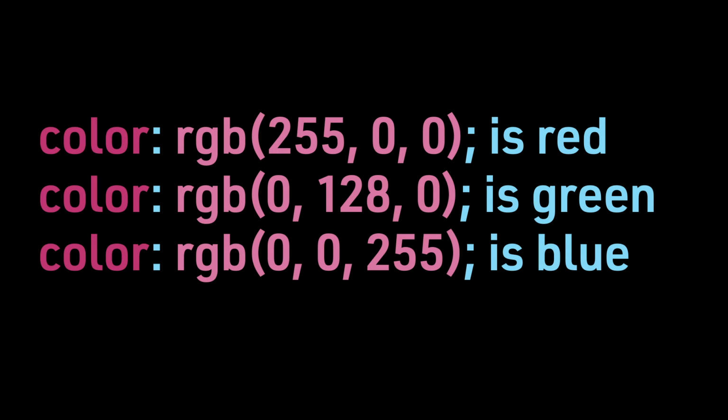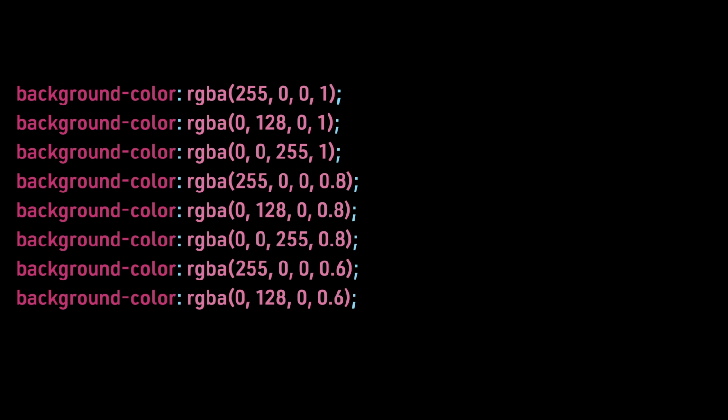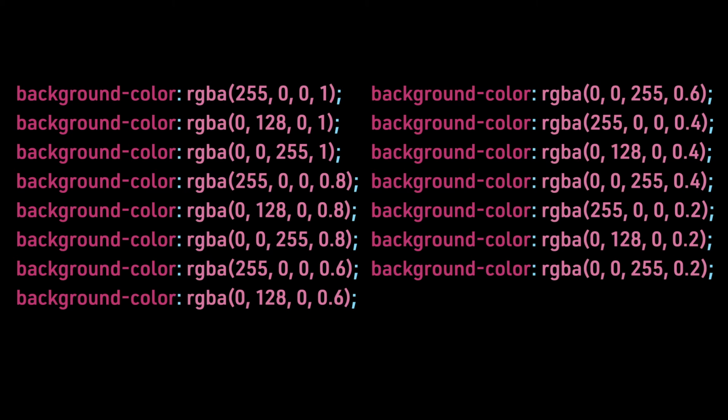Remember, RGB 255, 0, 0 is red, RGB 0, 128, 0 is green, and RGB 0, 0, 255 is blue. This is our CSS.